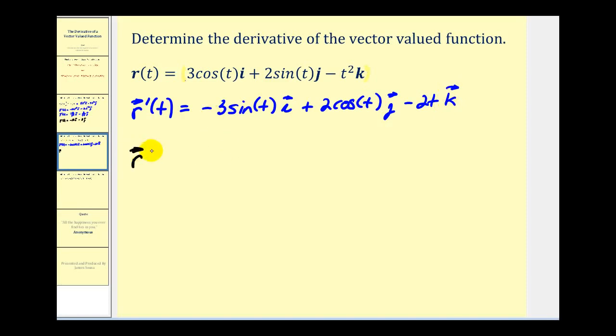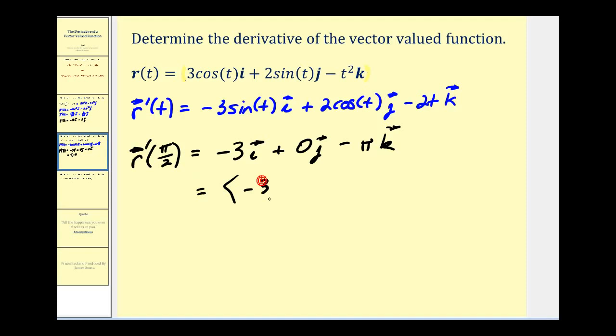Now for an illustration, let's go ahead and evaluate this derivative at t equals pi over 2. Well, the sine of pi over 2 would be equal to 1, so we'd have negative 3i plus the cosine of pi over 2 would be 0, so we'd have 0j minus 2 times pi over 2 would be pi, so we have pi times the unit vector k. Or if we wanted to, in component form, it would be negative 3, 0, negative pi.